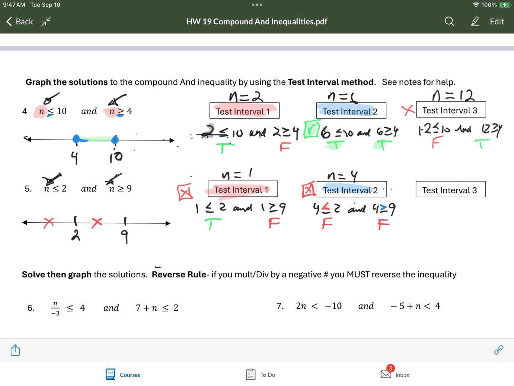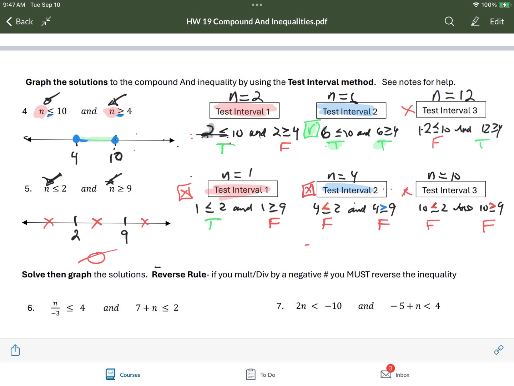So now we're going to substitute in 10. Is 10 less than or equal to 2? And you have to show this work. This is part of your homework, to write it out. You have to actually write it out. So is 10 less than or equal to 2? No, that's false. It's not less than. Is 10 greater than or equal to 9? No, that's false. So that doesn't work. So none of the intervals work. So your final answer is no solution.